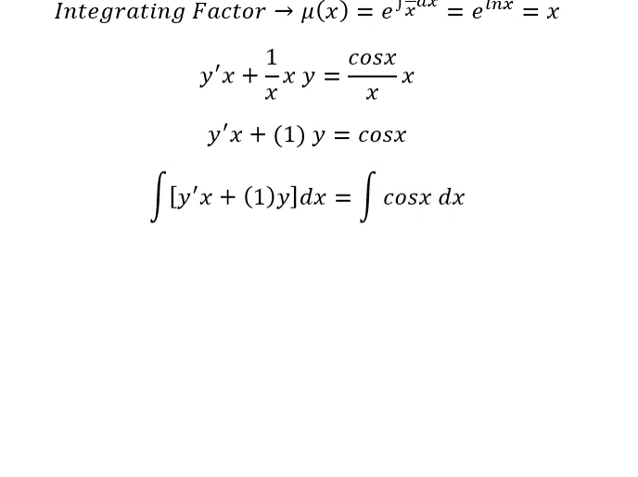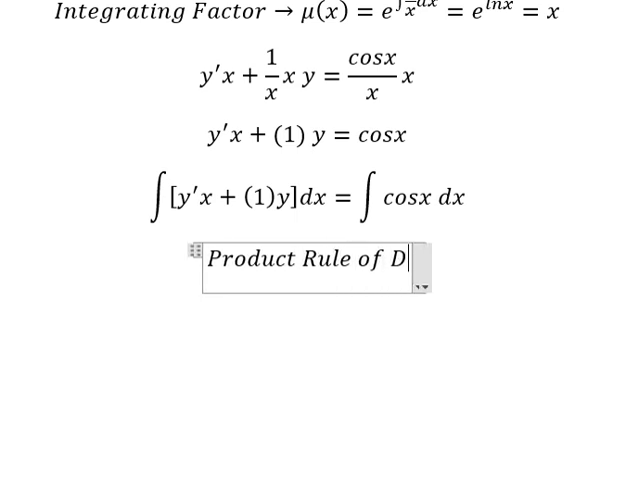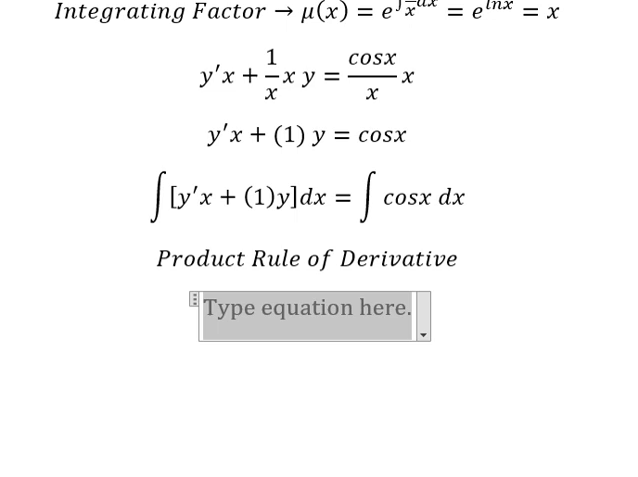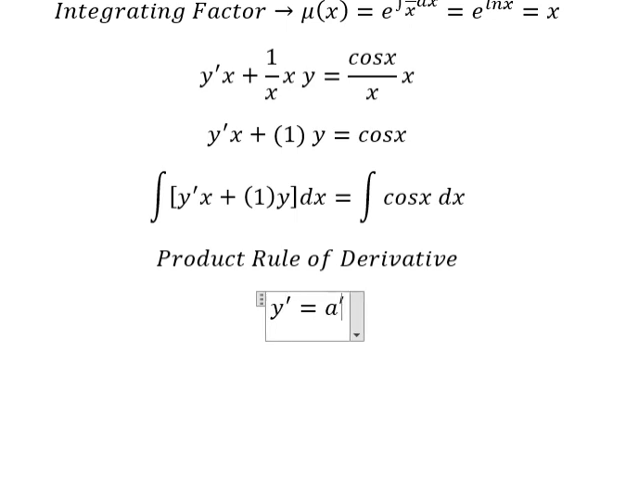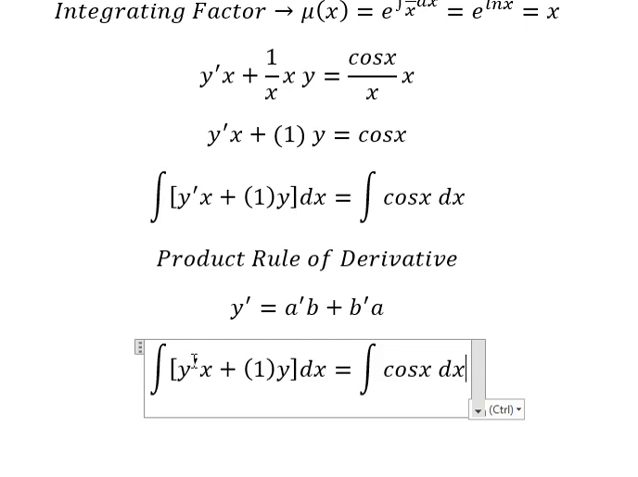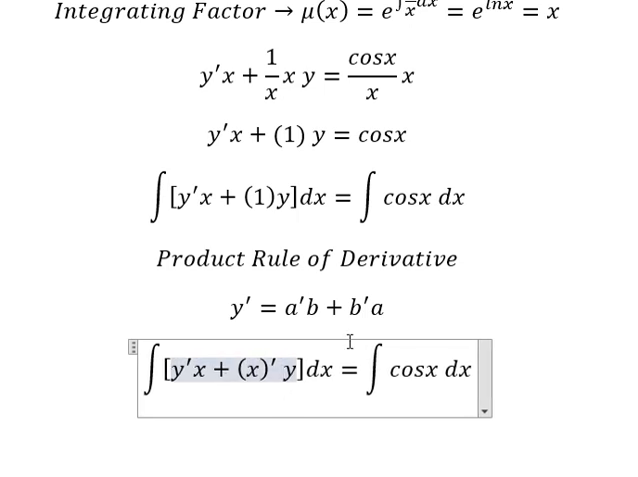Next, we can use the product rule of the derivative. So we have first derivative of y equals first derivative of a multiplied by b plus first derivative of b multiplied by a. So for this one, we have first derivative of a multiplied by b. This one is about first derivative of b multiplied by a.